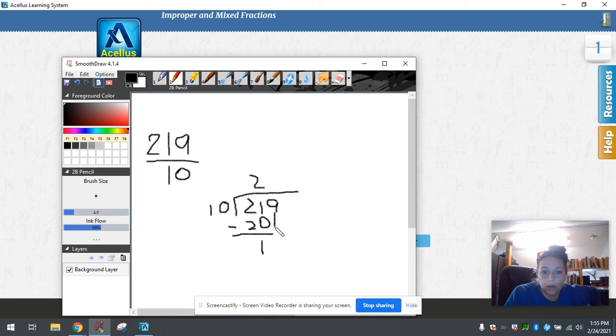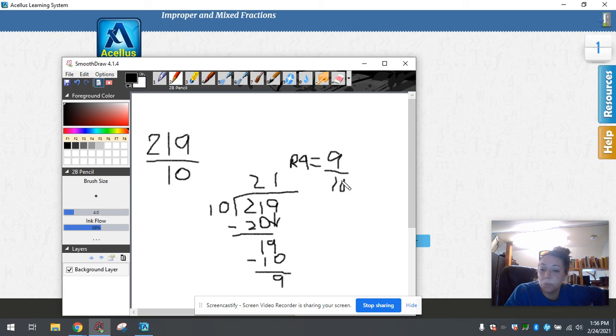I bring down the next number. Now I ask myself, how many times does 10 fit into 19? 1 or 2 times? Well, 2 times it would be 20, and that's too big to fit into 19. So 1 times 10 is 10. I subtract and I get 9. So here's where, when you did long division in like 3rd grade, you would just write a remainder 9. Well, here is the next level. That remainder 9 should be written, if you want to write it as a fraction like we're going to do, 9 out of your denominator, 10.